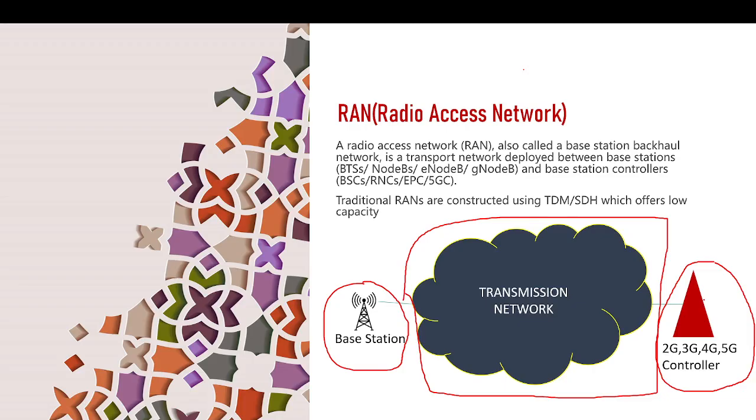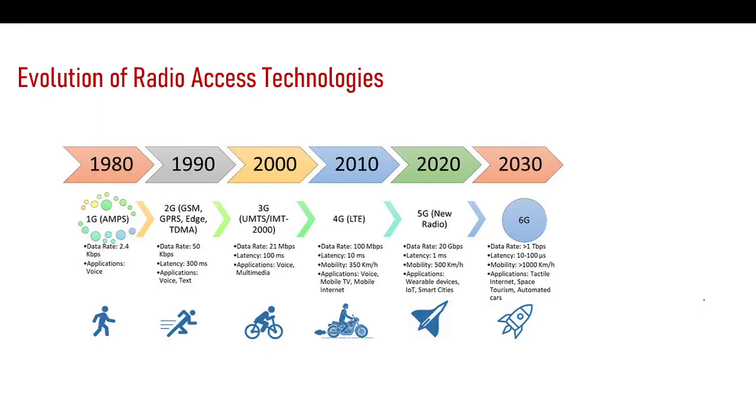So, the traditional RANs were mainly constructed using TDM, time division multiplexing, or SDH. The E1s, I have not interacted with E1s myself, but the frame relay and ATM, those technologies were limited in terms of capacity. As you've seen here, I've mentioned that for 1G it was very okay. That is 2.4 kilobits per second.